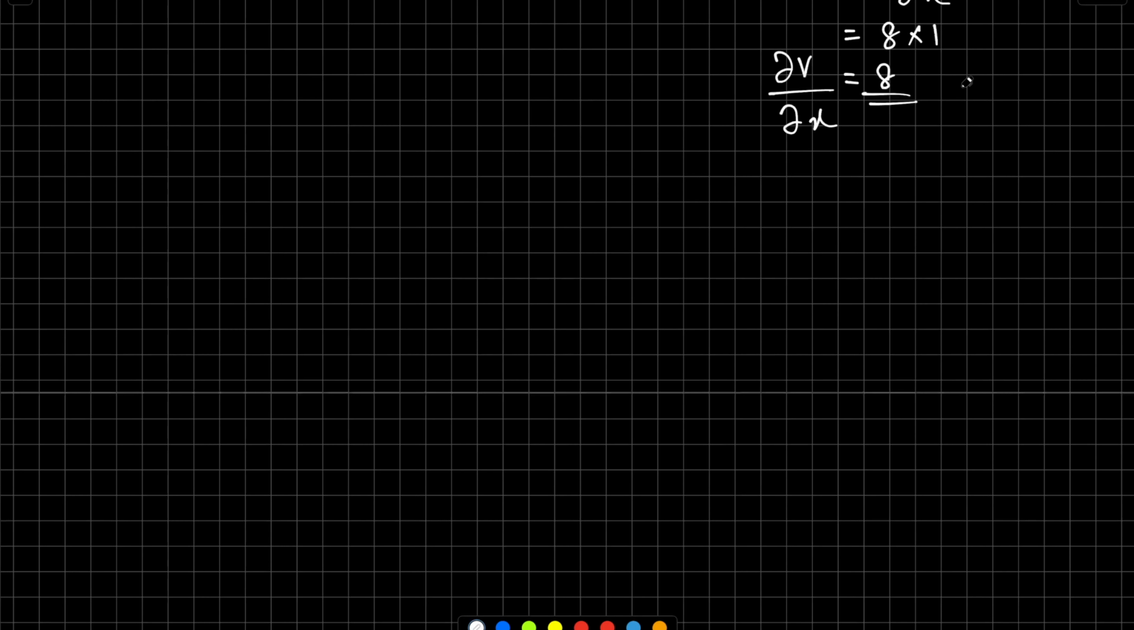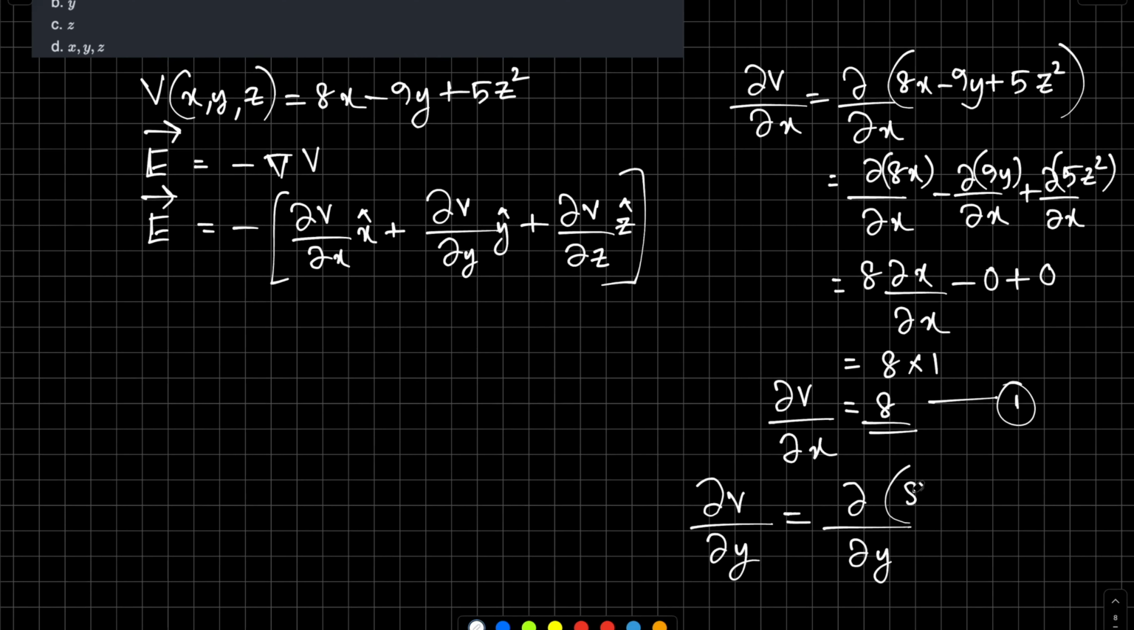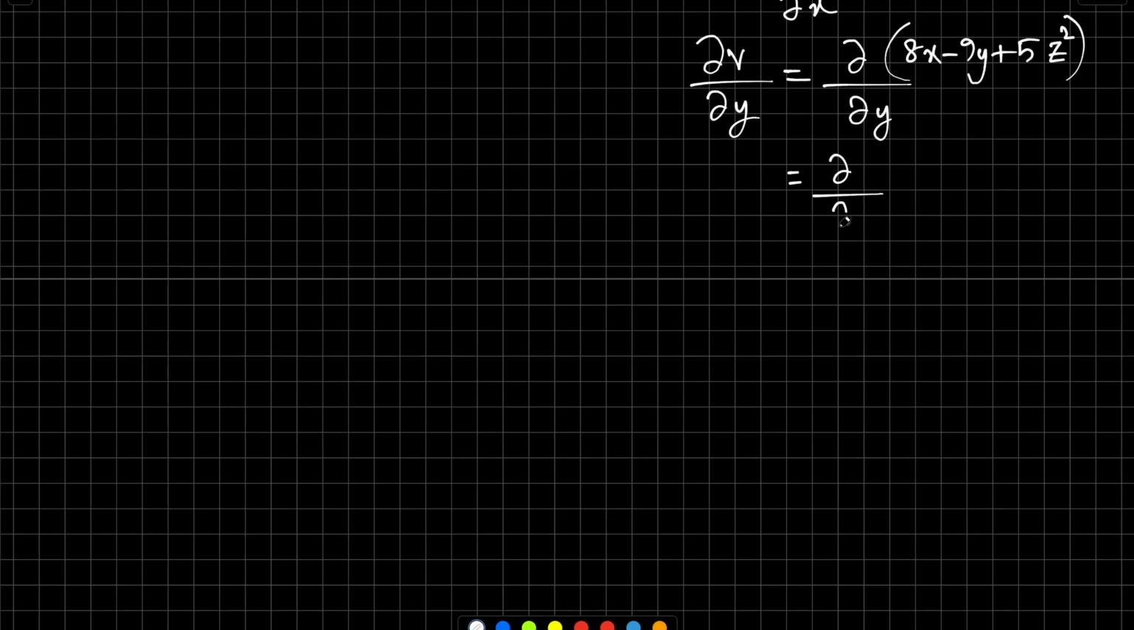Now let's find dou v by dou y. Let's call this equation number 1. So dou v by dou x, dou v by dou y. Next, dou by dou y of the same function, 8x minus 9y plus 5z square. Open the bracket: dou by dou y of 8x minus dou by dou y of 9y plus dou by dou y of 5z square.